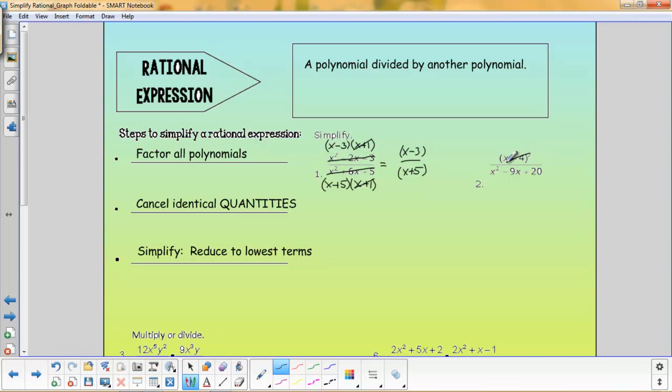Number 2, this is like writing x minus 4 twice. And this, what two numbers multiply together to make 20 and add up to make 9? Careful on your symbols, that's a minus sign, that's why both of those are minus as well. This quantity cancels with that quantity, leaving me x minus 4 over x minus 5.